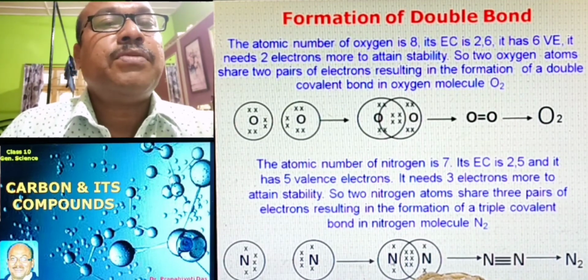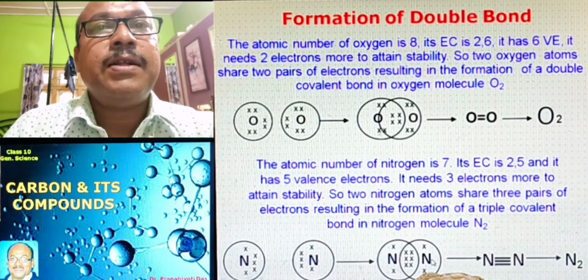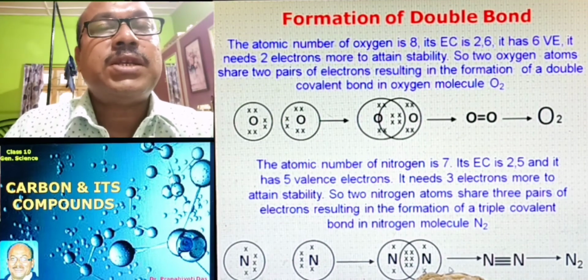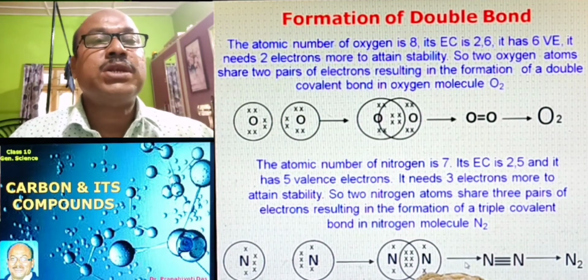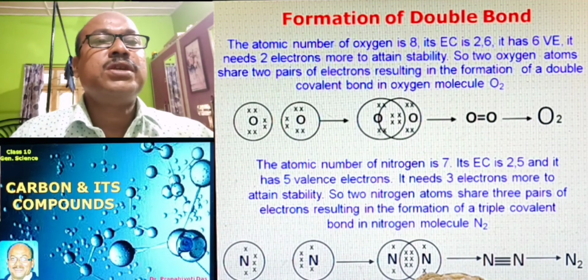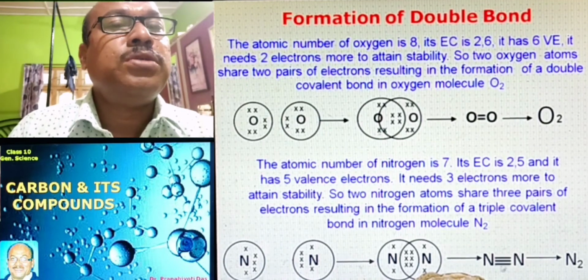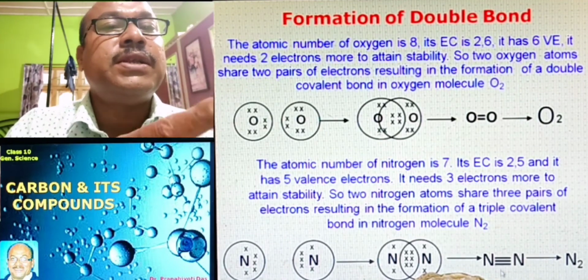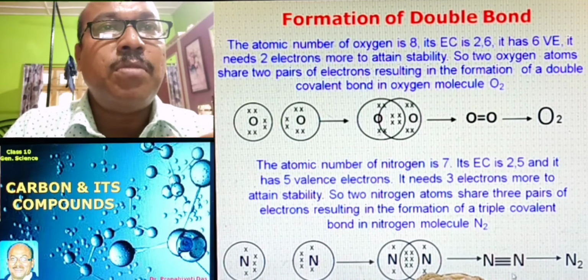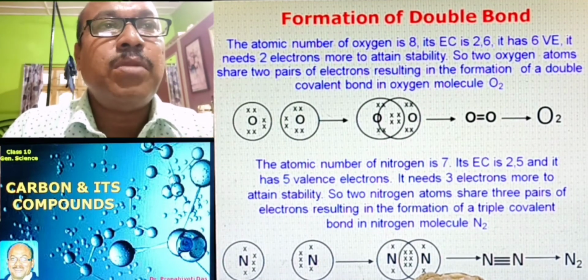We can see here the first nitrogen and second nitrogen are sharing 3 pairs of electrons in such a way that both nitrogen atoms can now say that they have 8 electrons in their valence shell, and this is how both the nitrogen atoms are joined together by a triple bond. We can see here this is the triple bond. The triple bond is formed, and as a result the nitrogen molecule is formed.